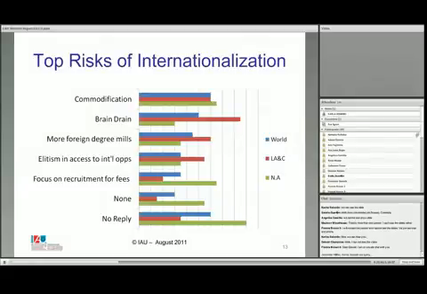As in the past, IAU asked institutions to identify risks as they perceive them in the process of internationalization. And again, you can see that there are some variations to the results. I think what is clear is where the deviations take place. Let's look at commodification. Most of the institutions responding line up at the world level, in Latin America and North America, with a slightly higher preoccupation with commodification/commercialization coming from the United States and Canada.